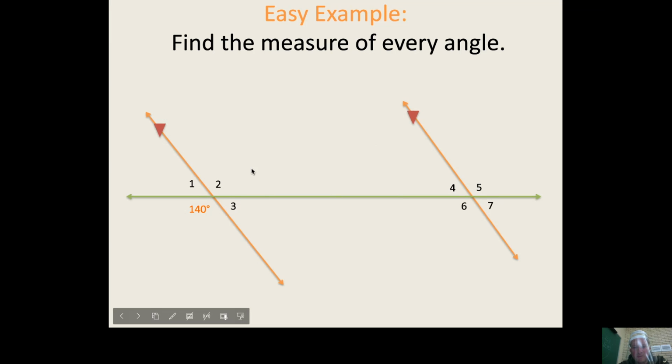This is section 3.2. We're looking at parallel lines and transversals. We've talked about a postulate and 3 theorems. If you know the measure of one of these angles, you can find the other 7 as long as those lines are parallel.